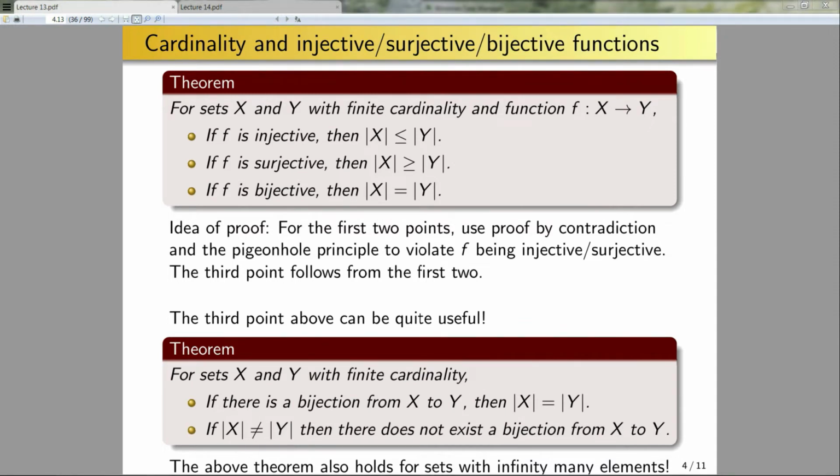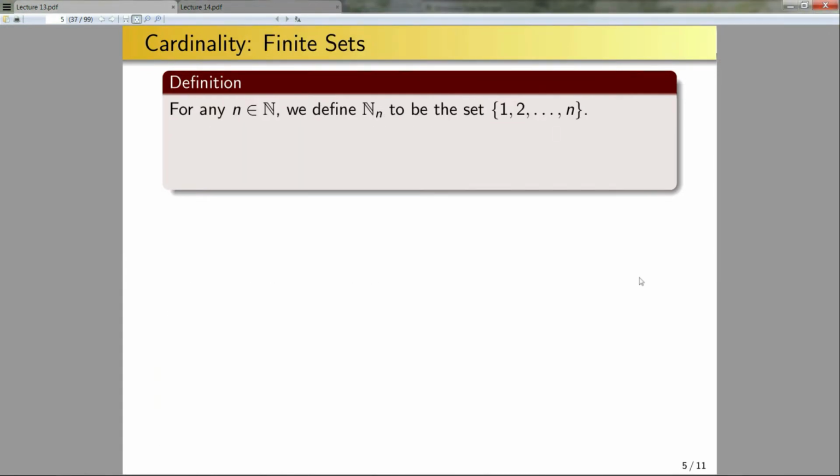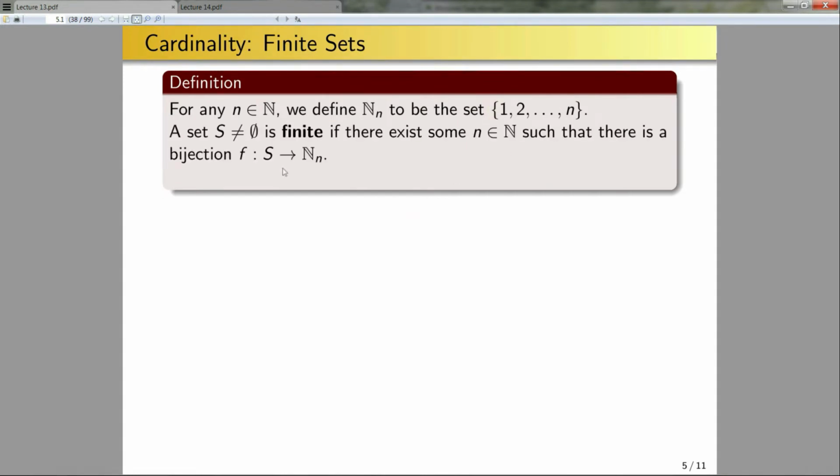Okay, so now that we have this idea of cardinality, let's be a little more precise in what I mean by something being a finite set. Previously I talked about sets with finite cardinality. That's a little awkward wording, so let's define finite sets. For any n in N, we define N_n to be the set of all of the natural numbers from 1 to n. A set S that is not the null set is called finite if there exists some n in N such that there's a bijection f from S to N_n.